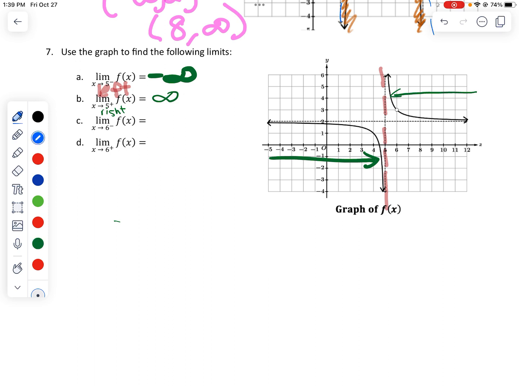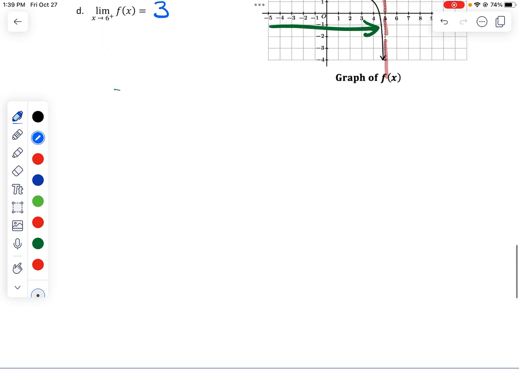And now the next one is saying a limit as we go to 6. Well, at 6, there's a hole right there. So as we go to that hole from the left-hand side and the right-hand side, it's not shooting up or down, it's going to that point, and that point has a height of 3. So it's moving towards that height of 3. Where our other ones are getting bigger and smaller, that hole goes to that height.